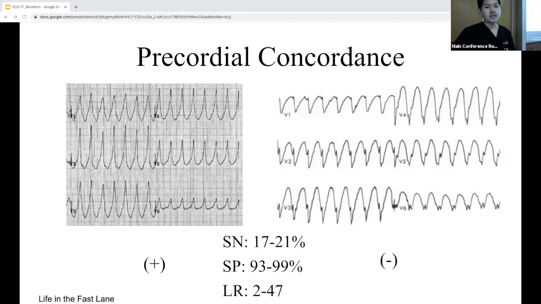Another feature of VTAC is precordial concordance. What concordance means is that you look at V1 through V6, and having concordance means you have either mostly R waves or S waves, and these are monophasic. Positive concordance means you have all R waves, and negative concordance means you're looking at mostly S waves in the precordial leads. This is very specific, but it's not that common. It's only 20 to 21% sensitive. You can also see this in antidromic AVRT.